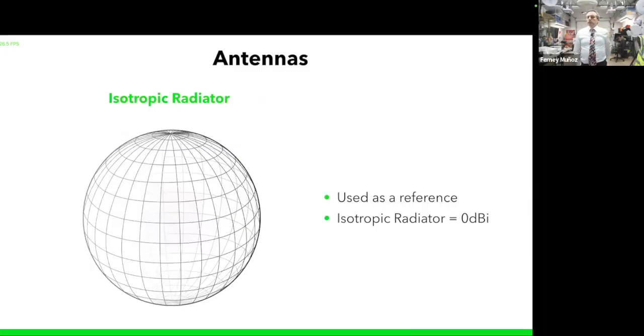When we talk about antennas, we talk about the gain: antenna gain, high gain, low gain. What does that mean? Well, as a reference, we use an isotropic radiator. An isotropic radiator is a device that radiates energy equally in all directions, like the sun. It sends energy in all directions, and we use that as a reference, and we start there with 0 dBi. So an antenna that has 0 dBi gain basically is an antenna that sends energy equally in all directions.